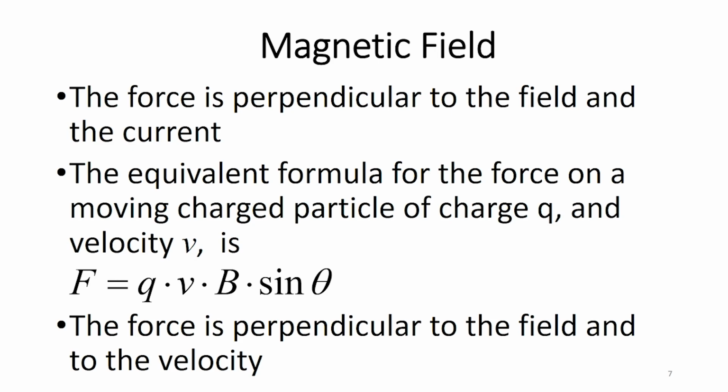The equivalent formula for the force on a moving charged particle of charge Q and velocity v is F equals Q times v times B times sine theta. The force is perpendicular to the field and to the velocity.